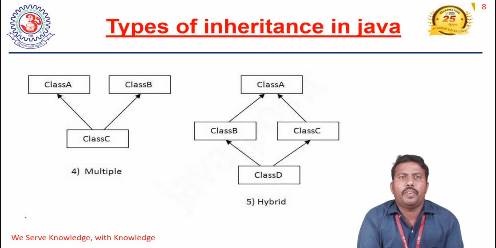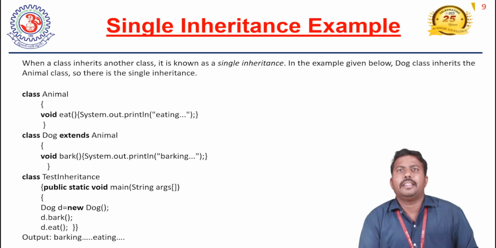The example we are going to see is class A extends class B. In multi-level inheritance, we have class A, class B, class C, where class B acts as a subclass to class A, and class B acts as a superclass to class C. Next, hierarchical inheritance: class A extends two classes, class B and class C.